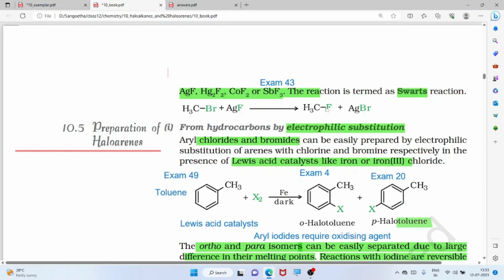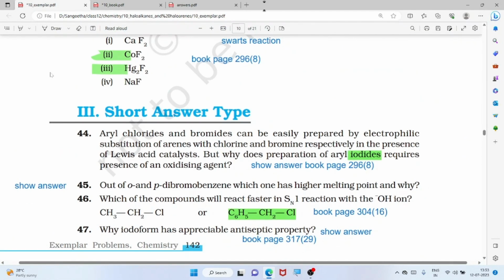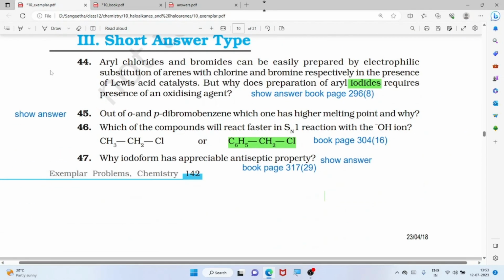Okay, this one. Short answer type. Haloalkane bromide can be easily prepared by the electrophilic substitution reactions. What about the preparation of aryl iodides? They require the presence of an oxidizing agent.